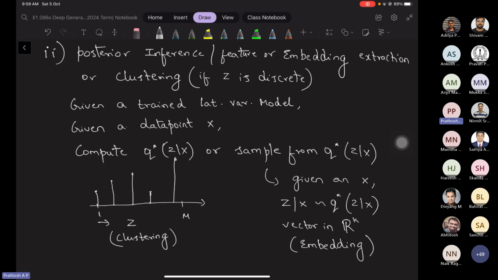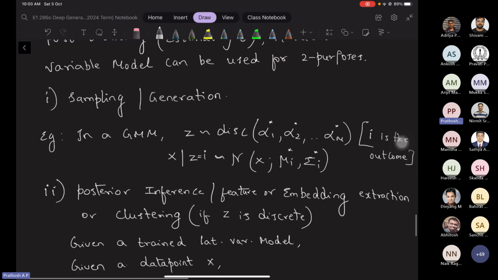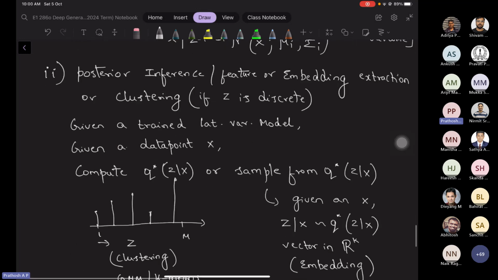That is why we say that we can do clustering using GMM. The GMM is a latent variable model with a discrete latent space, and that's why we can do clustering with it. Whether GMM or k-means, which is a special case of GMM, all these are clustering methods. But under the hood, you are estimating q star of z given x. So two things can be done: one, sampling or generation, which is the generative task we were looking at; the other is posterior inference, that given a particular point x, you can find q star of z given x. These are two tasks.